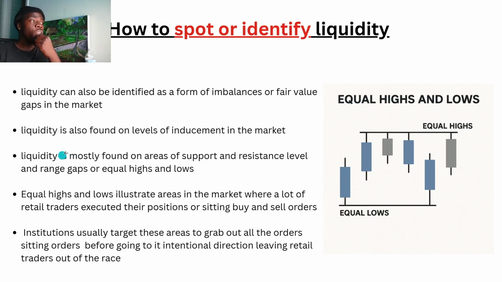And liquidity is mostly found on areas of support and resistance levels, range gaps, and equal highs and equal lows. This is an example of equal highs and equal lows. There's a bunch of traders placing their trades right here, and also a bunch of traders buying their trades right here, their setups. And then what ends up happening is that all the traders who placed their orders right here are expecting price to hold at this area in the near future.